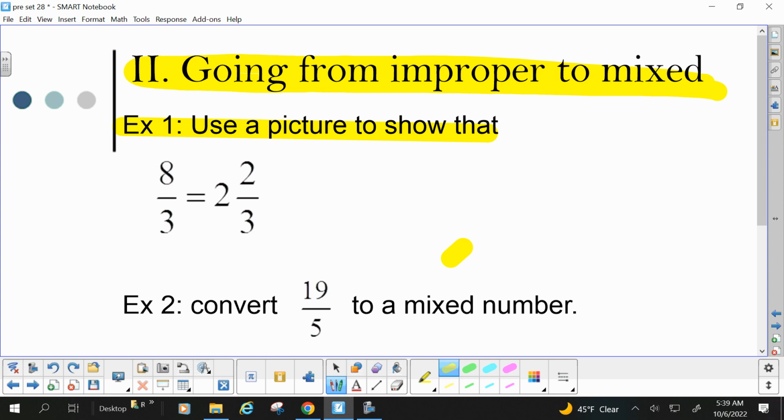Once in a while, in the homework, they're going to ask you to show a picture to show that you actually know what's going on here, not just memorizing some steps, but you truly understand why you do what you do. If you get that highlighted stuff down, then the first example, show. And then 8/3 is 2 2/3.